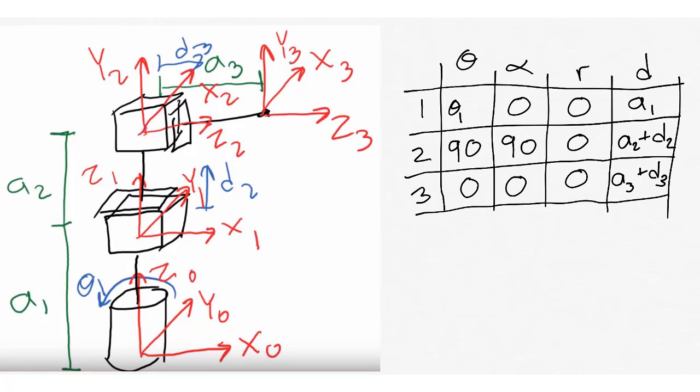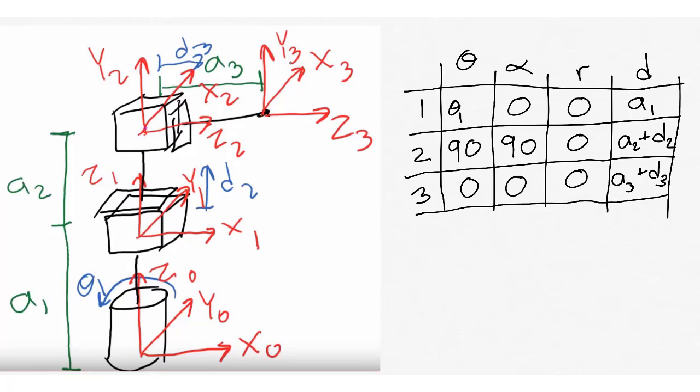Now I want to look at my table and make sure that I have all joint variables showing up somewhere in my table. I do. I have theta 1, d2, and d3 all showing up. Also, I have to make sure that all of my link lengths show up. a1, a2, and a3 all show up in my table, so that looks good for now.